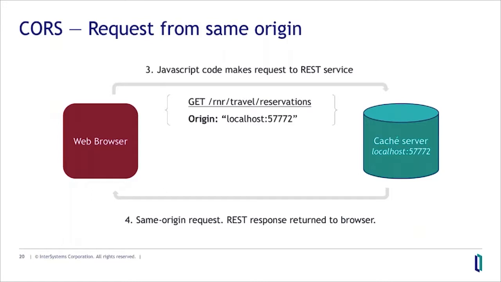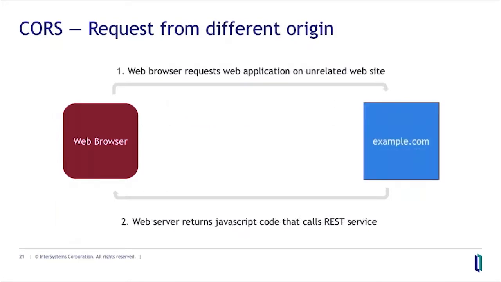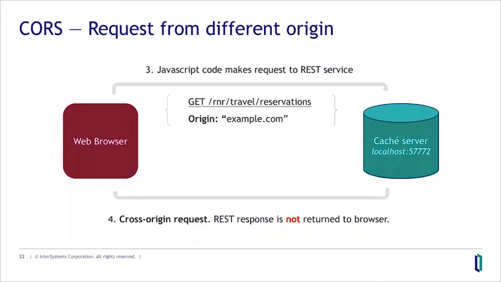Now, if the origin of the request is the same as its destination, that is to say, the web application and the REST service are hosted by the same web server, we call that a same origin request. And by default, with our REST service, those will work. However, if we were browsing an application on a different web server, a different website, not related to our REST service necessarily, that JavaScript code comes back and tells us to call the REST service. But our origin is now going to be different. It's a different website. And so by default, this cross-origin request, as it's called, will fail. We're going to say we don't want to provide the response for that request.